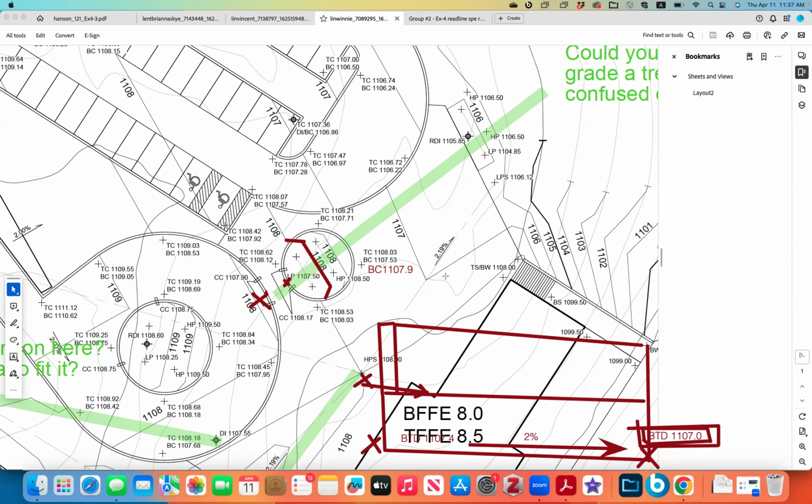So basically this is going to be pretty deep, just because the water needs to come out of the bottom of the trench drain. All right. Good.